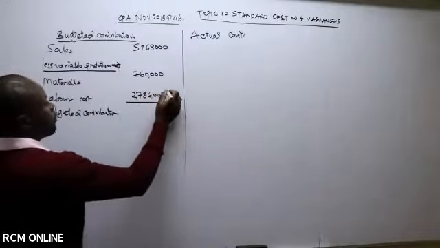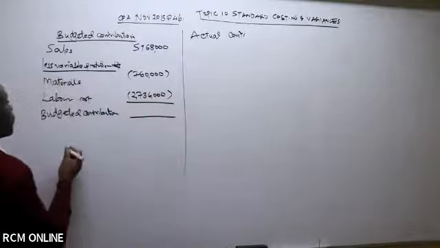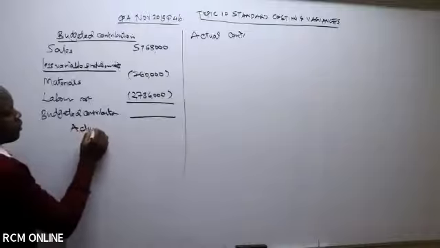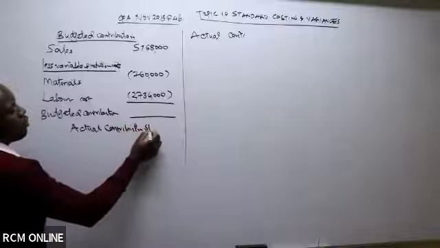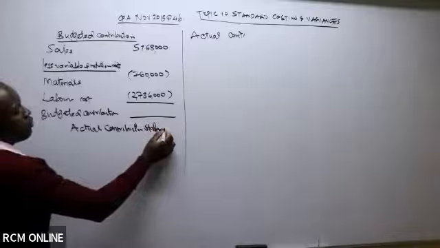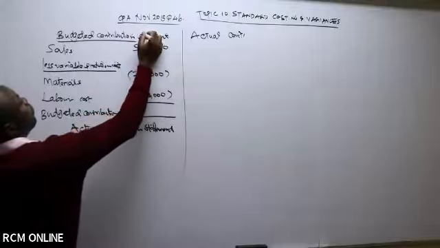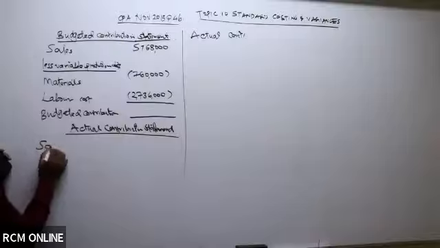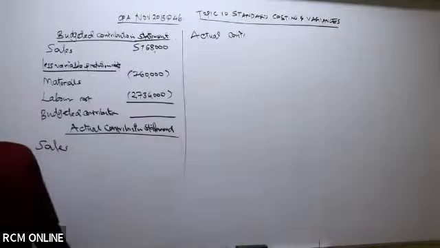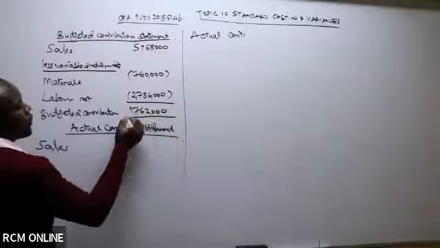Good. So once we do that, we'll be able to get our budgeted contribution. So can we have budgeted contribution? What is our budgeted contribution? Budgeted contribution, 16,72,000. Good. Then we move to the next one.